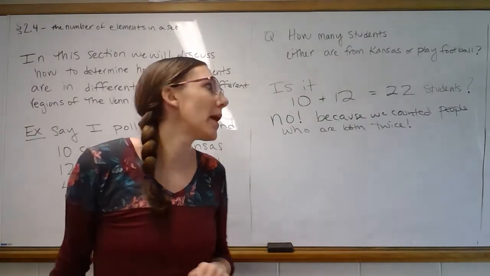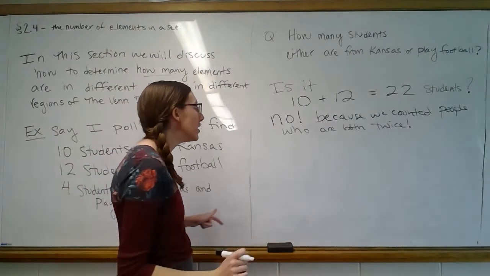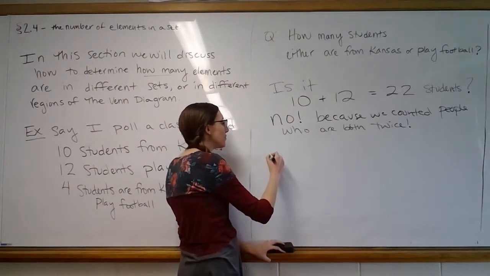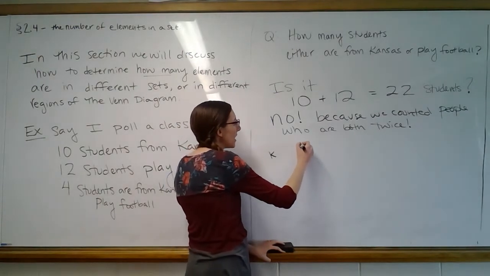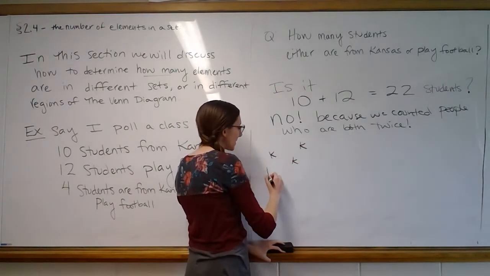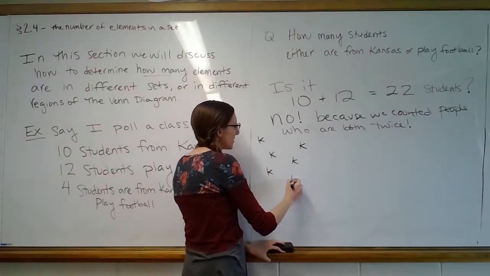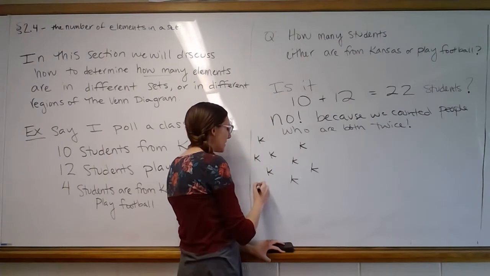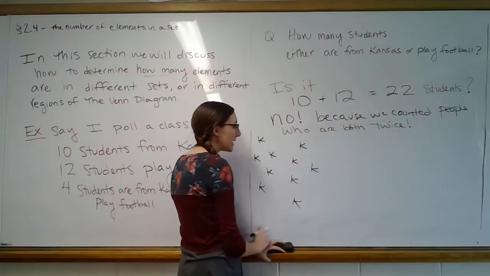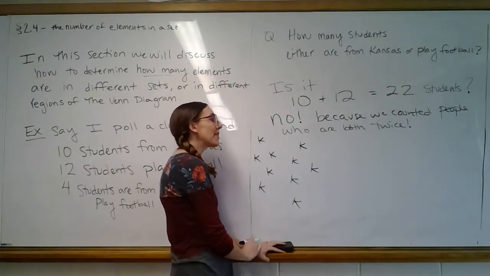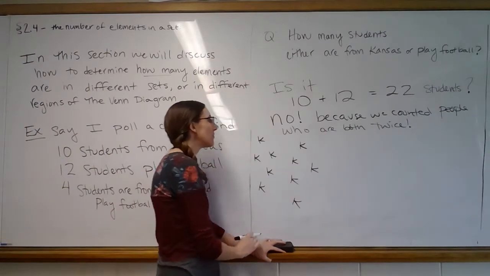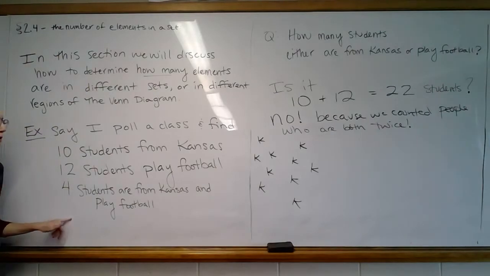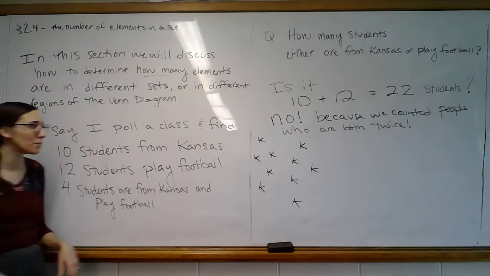So let's try and think about what this would look like. Literally here what I've got is someone who's a Kansas person, Kansas, Kansas, Kansas, Kansas, Kansas, 1, 2, 3, 4, 5, 6, 7, 8, 9, 10 of them. But then some of those fit in both categories. There were 4 people who were from Kansas and play football.